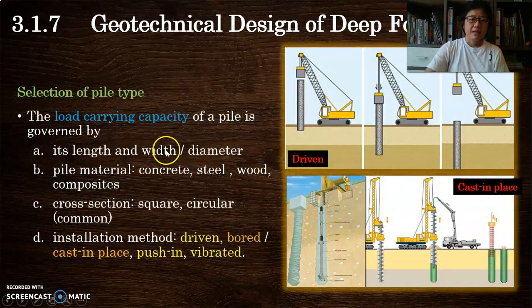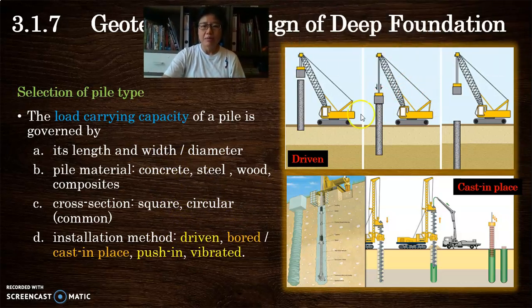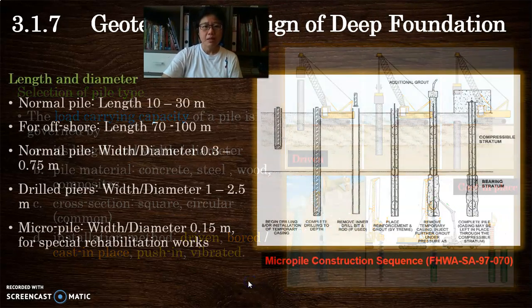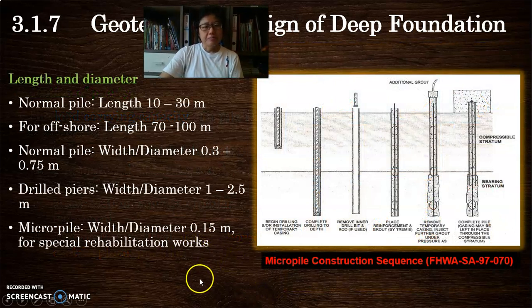The selection of piles can also look at the dimensions, the type of materials, and the shape, and whether they are going to be driven, that is hammered in or vibrated in, or cast in place, where you drill a hole, put in the reinforcement, then cast the concrete in. And these are again the dimensions that we are looking at. These are just for quick references.